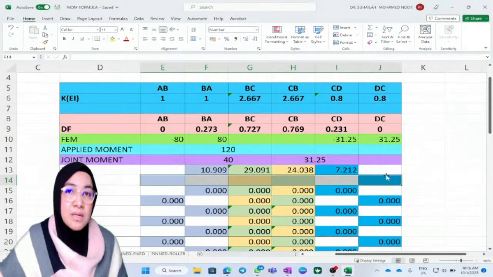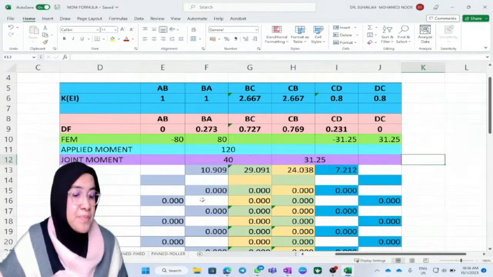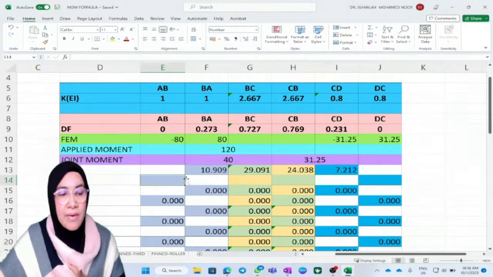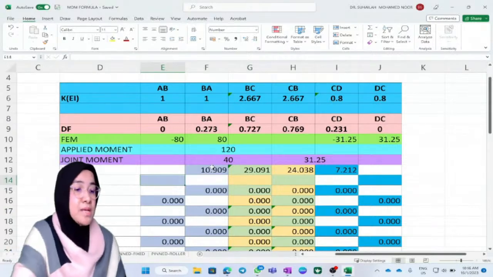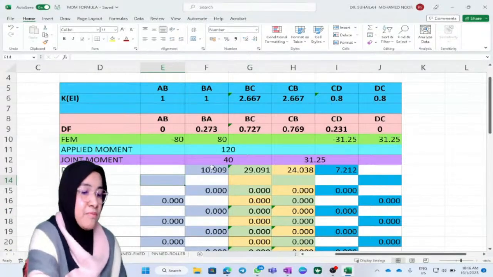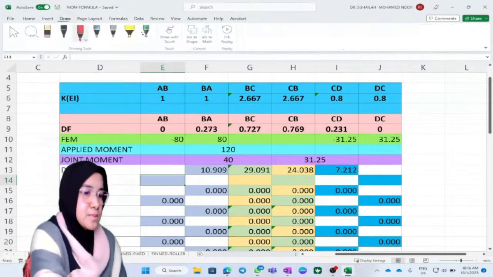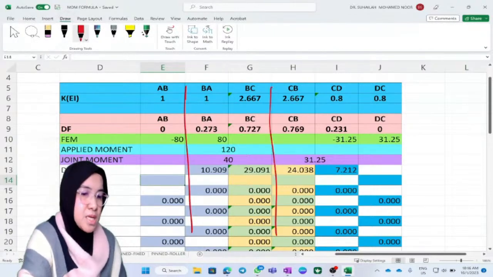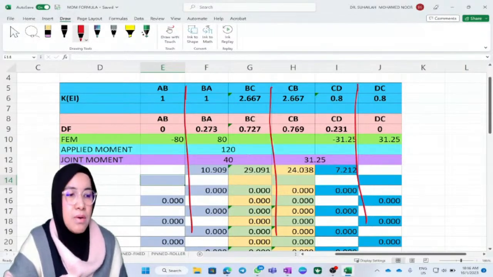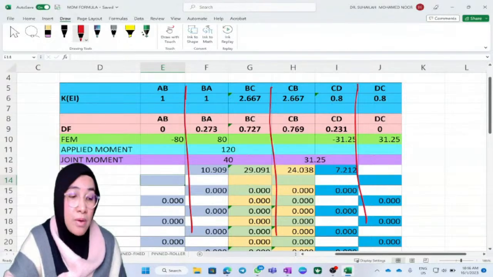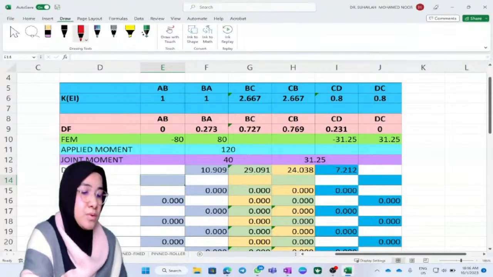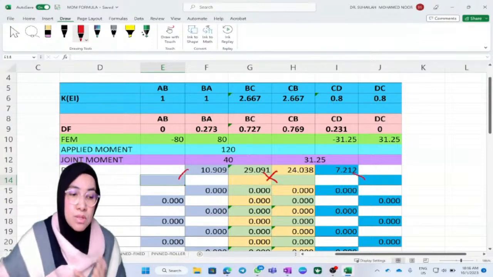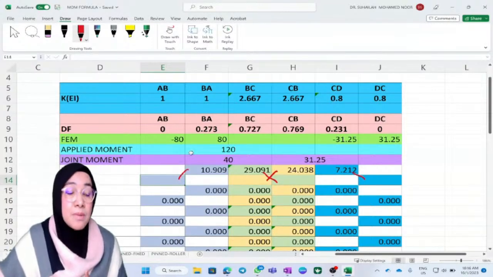The step after distribution is carry over. So we need to carry, we have to cross boundary. So let's look at the boundary. We have the boundary like this. So we have to cross boundary. That is why you can see that I have put the color to represent the process.